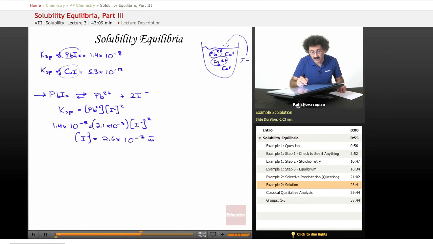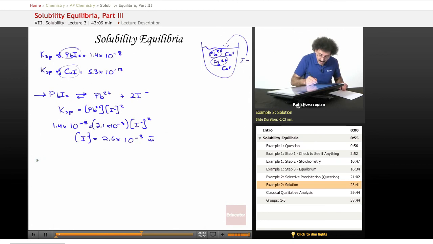Not until then. So if I have 2.6 times 10 to the negative 4, 10 to the negative 5, anything less than this, there will be no precipitate. That's the idea behind the KSP. The KSP tells you when the precipitate will form, when it's in equilibrium with the solid.